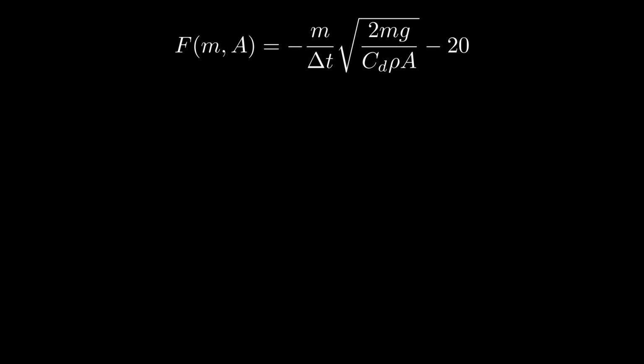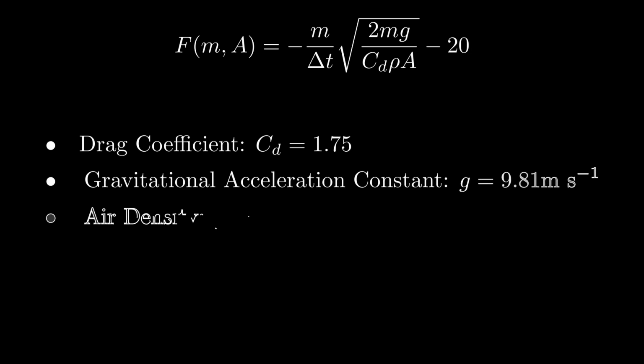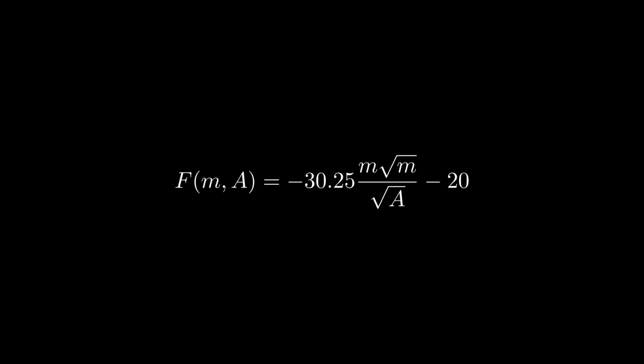Now, we can clean this up a bit by considering the following constants. For the drag coefficient, for gravitational acceleration, and for air density rho. And lastly, we are left with f(m, a) is equal to negative 30.25 times m times root m over root a minus 20. This is our constraint equation.